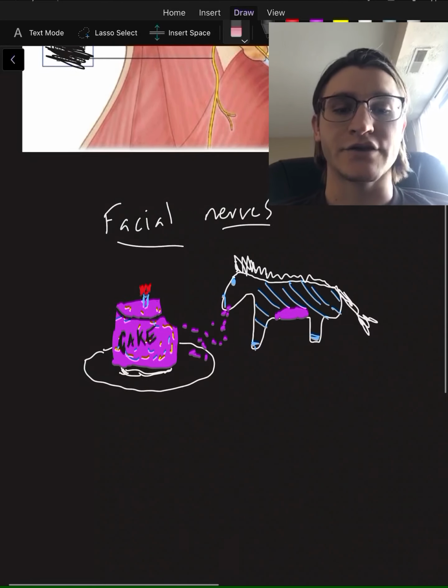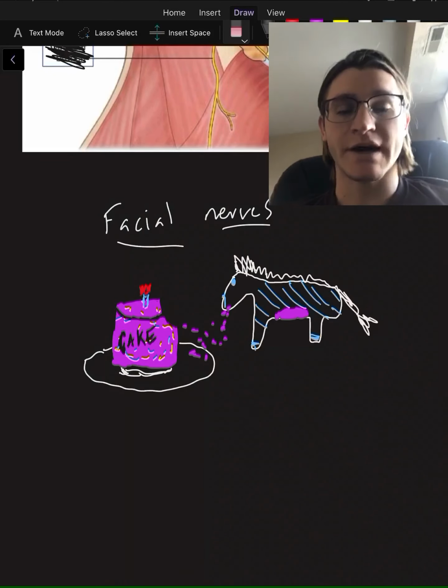So, as you guys can see, I drew a tiny zebra biting a cake. That's going to be a mnemonic to help us remember the facial nerve branches. A tiny zebra bit my cake. A tiny zebra bit my cake. 1, 2, 3, 4, 5, 6. So there's 6 branches off our facial nerve.